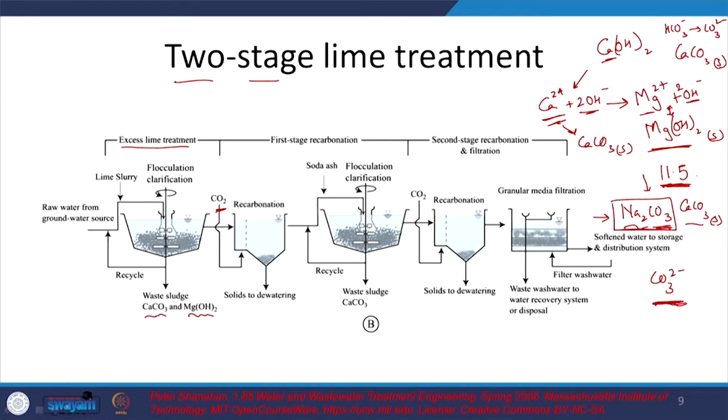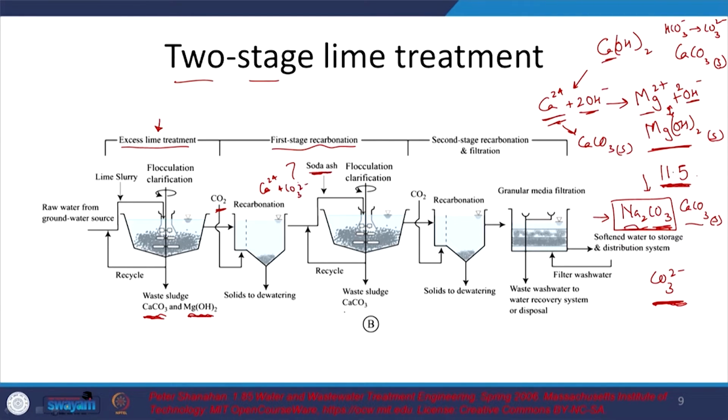So, that is what we are doing here. Here I am removing the calcium carbonate hardness and then the magnesium hardness, and then I am adding carbon dioxide to add some CO3²⁻ and bring down the pH slightly to around 10.5, and then I am going to add soda ash. So, first stage recarbonation. Why soda ash? Because I have calcium from this excess lime treatment. Where is this excess lime? And so, for that I need to add CO3²⁻, that is why soda ash is being added.